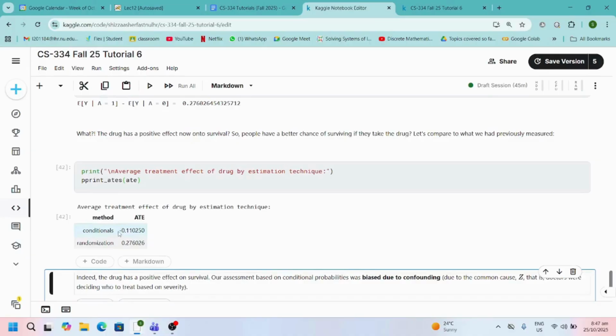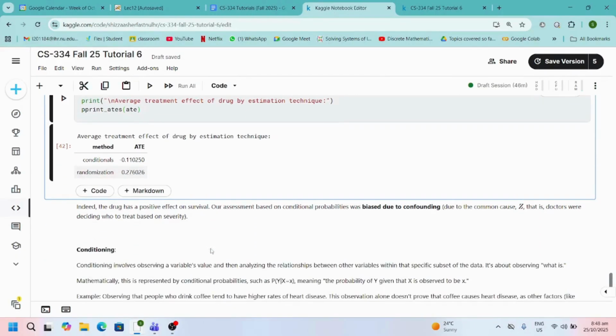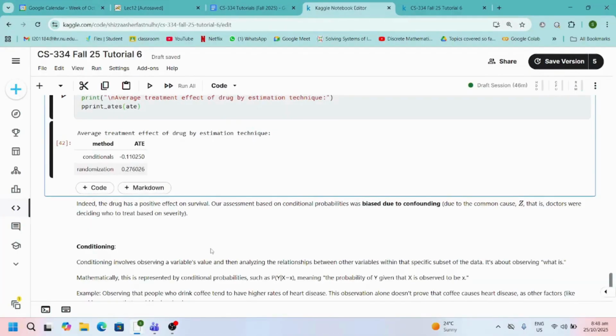To compare, when we just used conditionals, when we calculated the conditional average treatment effect using conditional probabilities, the answer was negative 0.11, which meant that the treatment had an adverse effect on individuals, which was not actually true. I was observing this because I had a confounder, the severity of symptoms. When I cut the link of severity of symptoms with treatment assignment and made the treatment assignment random, then I observed that my average treatment effect is positive. And that means that the treatment is in fact effective.